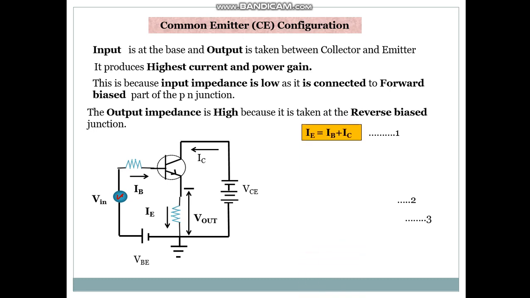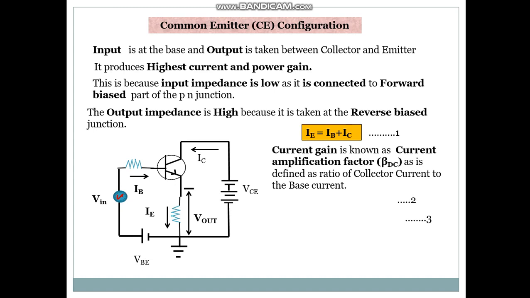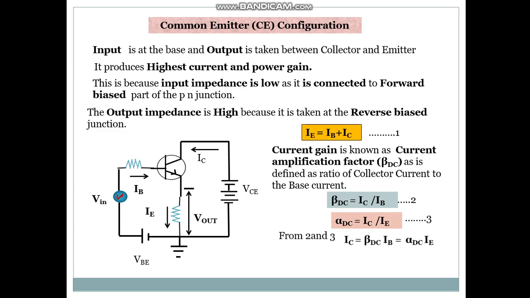We already know IE = IB + IC. Current gain, known as current amplification factor beta DC, is defined as the ratio of the collector current to the base current. Alpha DC = IC/IE. From 2 and 3, you get IC = beta DC × IB = alpha DC × IE. From 1, 2 and 3, we can find alpha DC = beta/(beta + 1), or beta DC = alpha/(1 − alpha).